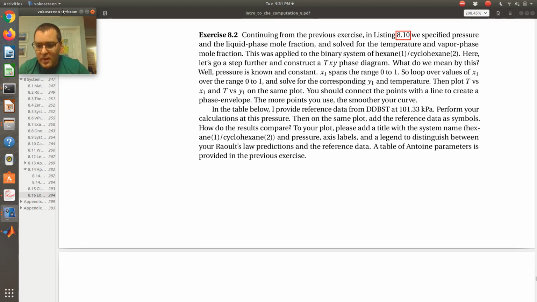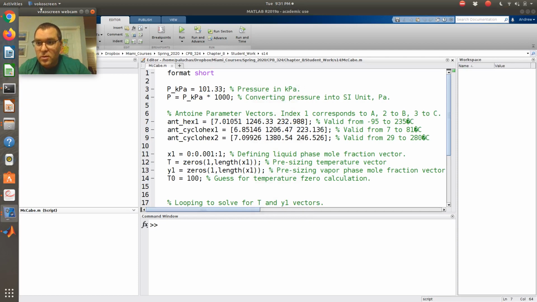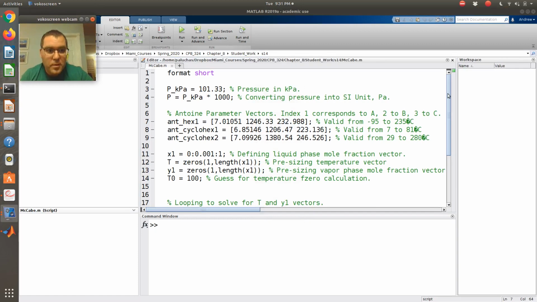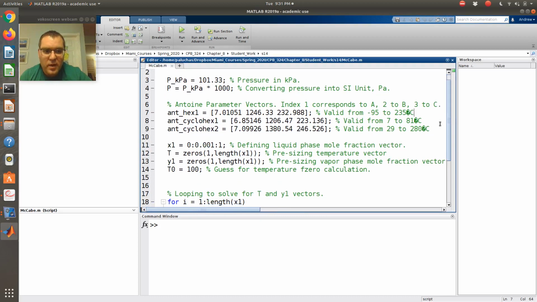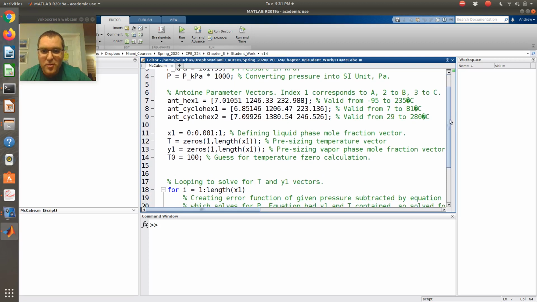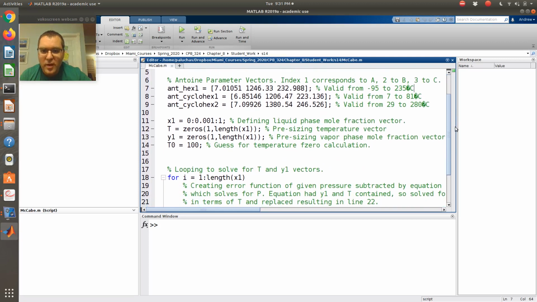So let's take a look at the code you sent me and see what we have here. Okay, so let's have a script. Format short. So pressure is 101.33 kilopascals. Convert to pascals. That's fine. So it looks like my vector of Antoine constants. That's fine. Looks like you have a character that won't show up on my computer. Vector of x1 values, so we're looking at a lot of x1 values. That's cool. A vector of T's and y's to collect the values that I'm going to solve for.